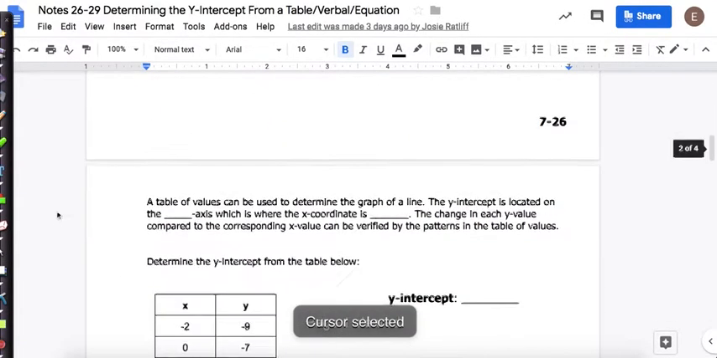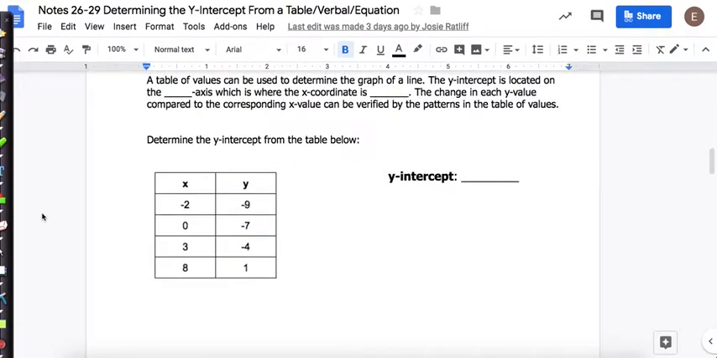So turn the page. A table of values can be used to determine the graph of a line. The y-intercept is located on which axis? Good, the y-axis, which is where the x-coordinate is 0, and that's what we were just talking about on the previous page. The change in each y value compared to the corresponding x value can be verified by the patterns in the table of values.